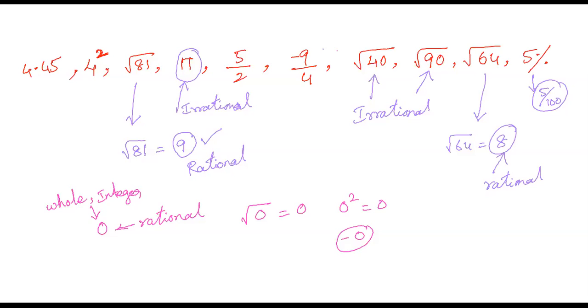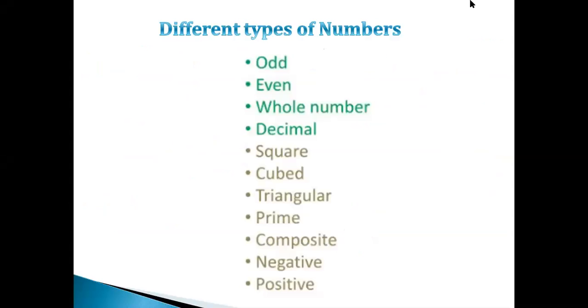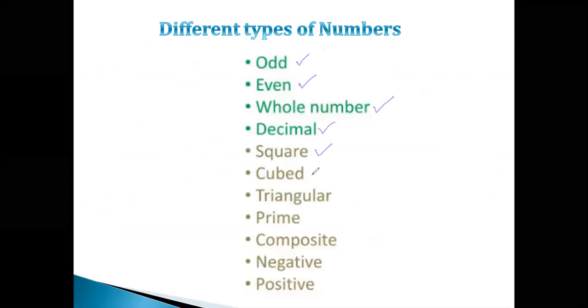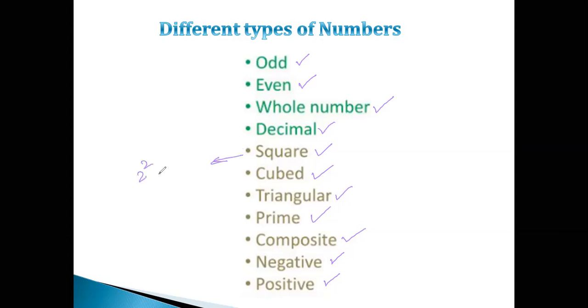Okay, so here you can see that, excluding the 6 types we learned, all these numbers are rational numbers: odd, even, whole numbers, decimals, squares, cube numbers, prime numbers, triangular numbers, composite, negative numbers, positive numbers. All are rational numbers. What is square numbers? 2 square, 5 square. What is cube numbers? 2 cube, 3 cube, 5 cube, whatever.